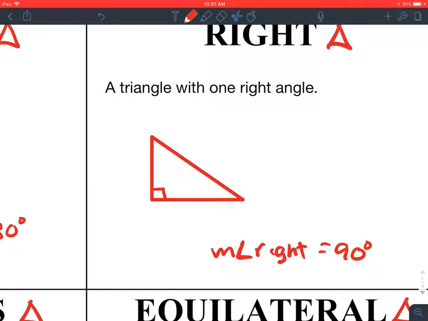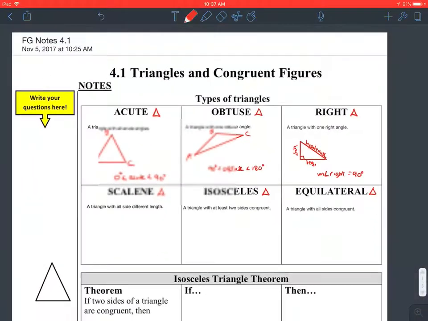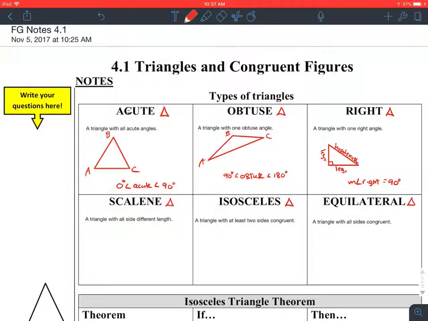In a right triangle, the sides of the triangle have special names. The sides that make up the 90-degree angle are called legs. So here is leg 1. Here's leg 2. The side opposite of the 90-degree angle is called the hypotenuse. And I think I spelled that correctly. So these are 3 ways to categorize triangles by their angles. This is angle categorization.